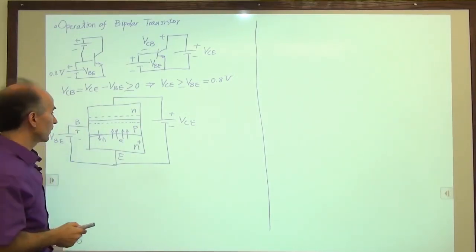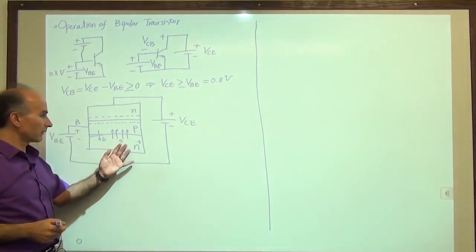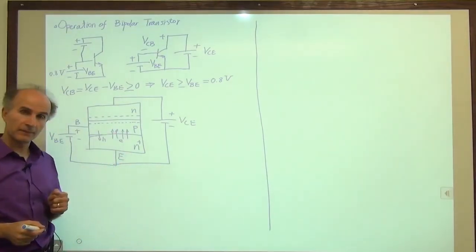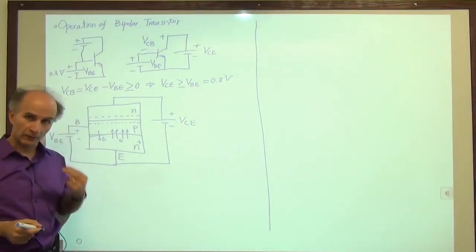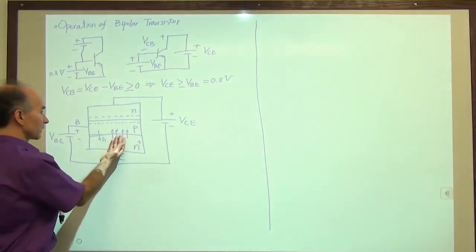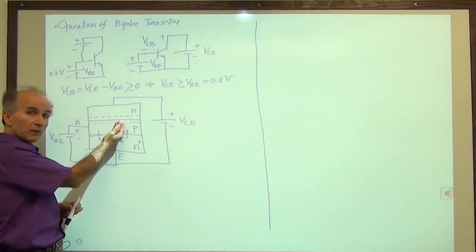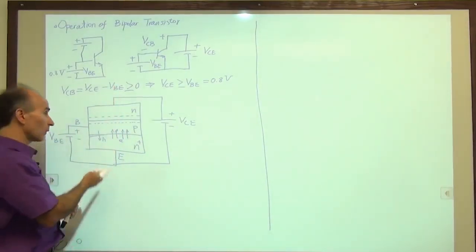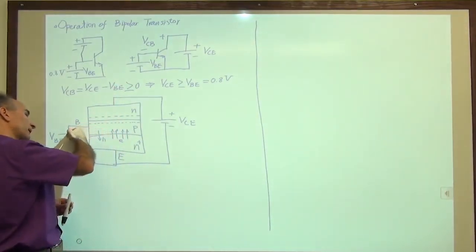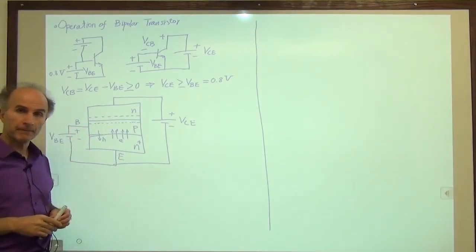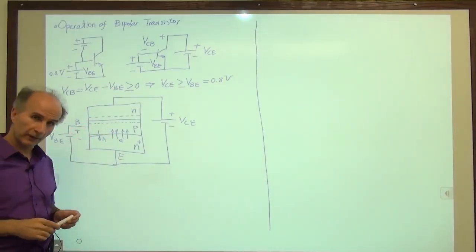All right, so what happens to these electrons that are coming from the emitter into the base? Well, they have two routes. They can either go this way to the depletion region, and then who knows? Or they can go this way through the base and to the battery. The question is, which one do they prefer?